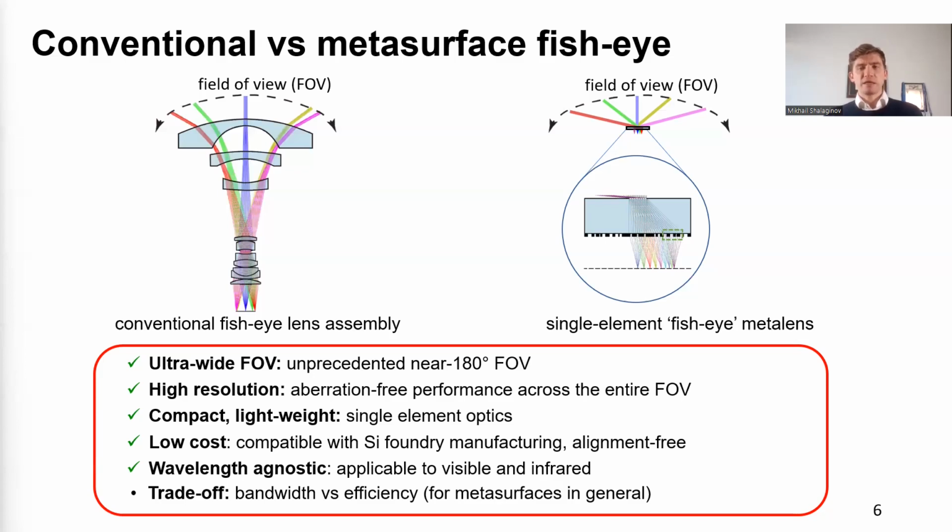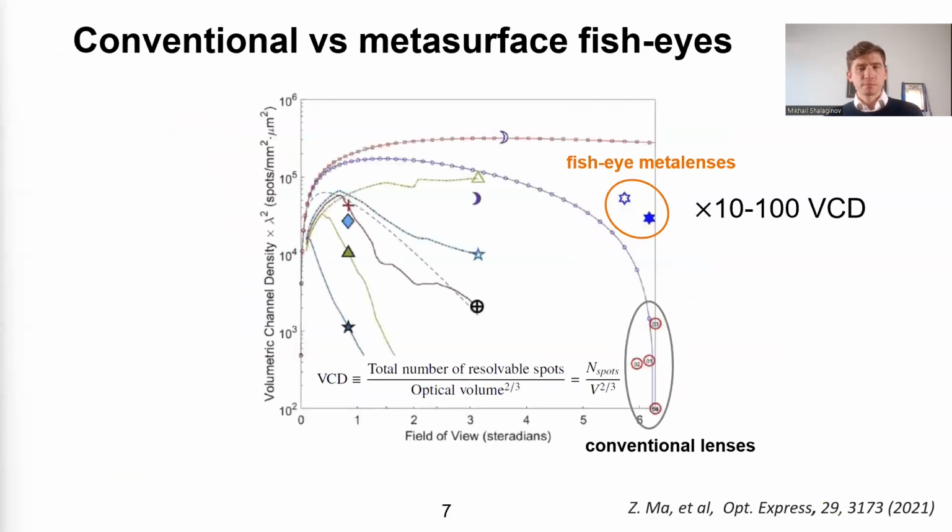Another important aspect is that this architecture is wavelength agnostic, so it can be applied to a wide range of wavelengths, from visible to mid-infrared. And there is a trade-off typical for metasurfaces, bandwidth versus efficiency. Here we optimized our metalens on efficiency, so it does operate in a narrow wavelength band.